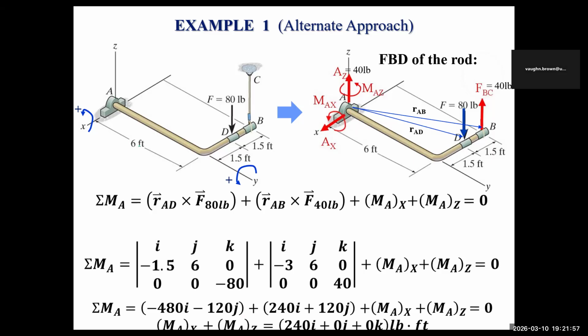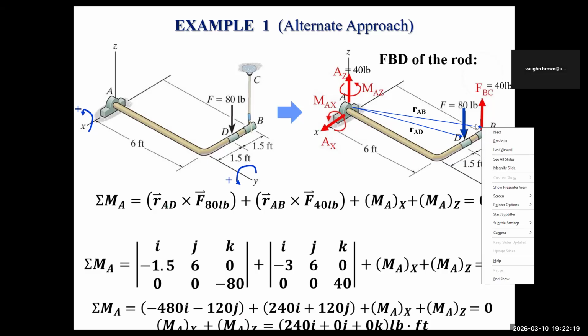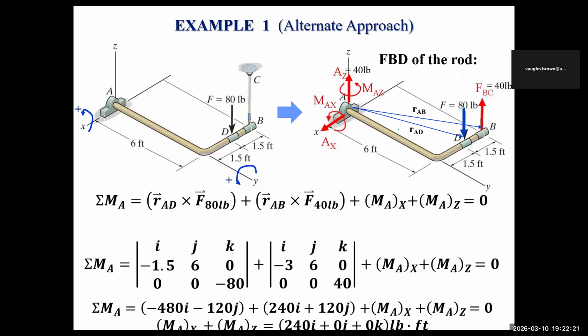In order to sum the moment at A, we're gonna use the 3D matrix approach. So you're gonna look for your position vector, r_AD. To get the moment about A, you have to go from A to B. So you must touch a force. Two forces are there, and you're touching both of them.